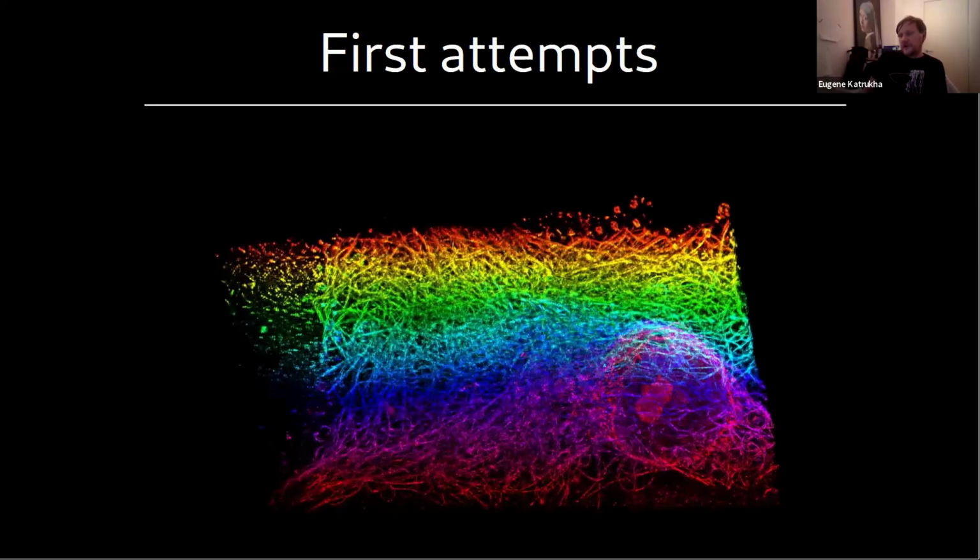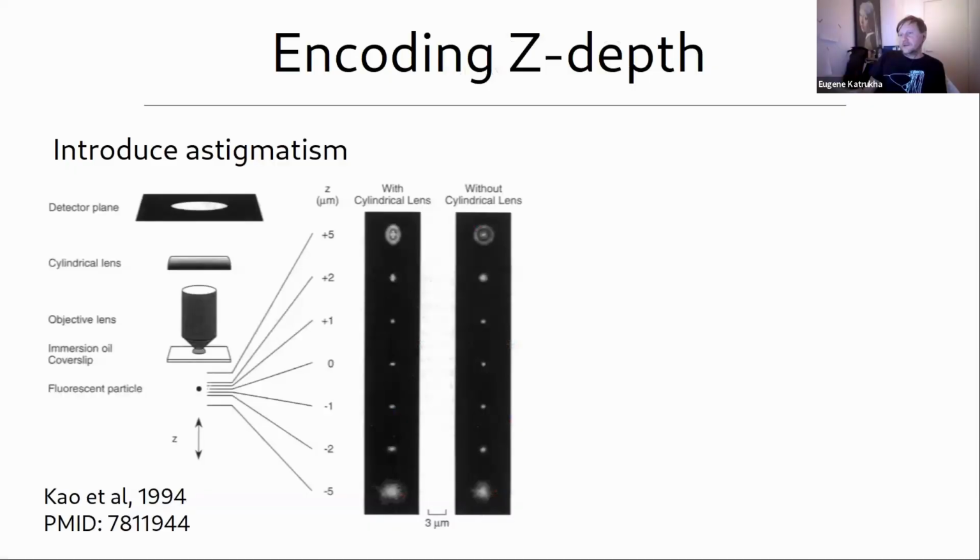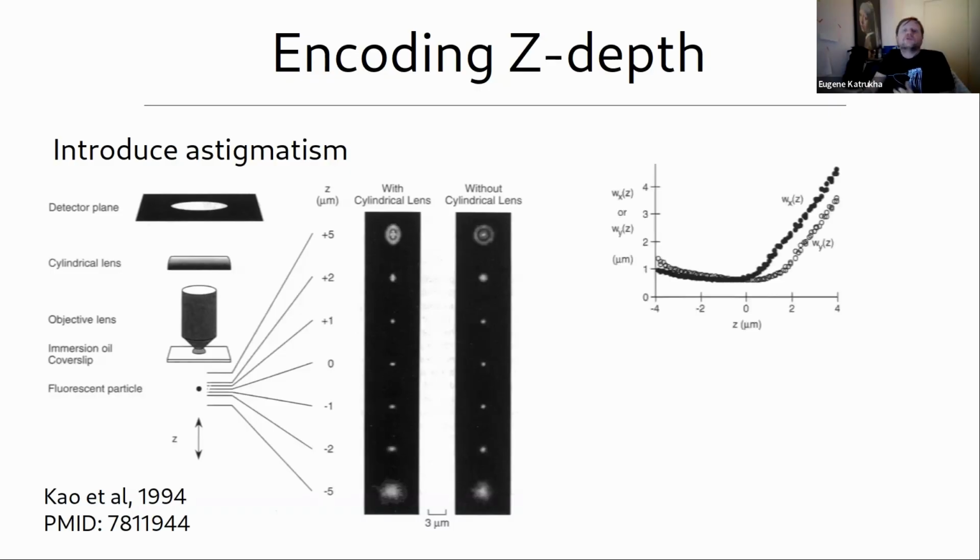And to solve this problem, it's not something that we invented, but one of the easiest ideas is that when you acquire single molecule data, you want to encode the Z depth in each individual slice. This idea is to introduce a cylindrical lens, and that modifies the point spread function. So if you have a point in the focus, it looks like a round point. But if you start to move in one direction from the focus, it becomes horizontally stretched, and in the other, it becomes vertically stretched. So then you don't need to modify that much the detection and the fitting of the molecules.